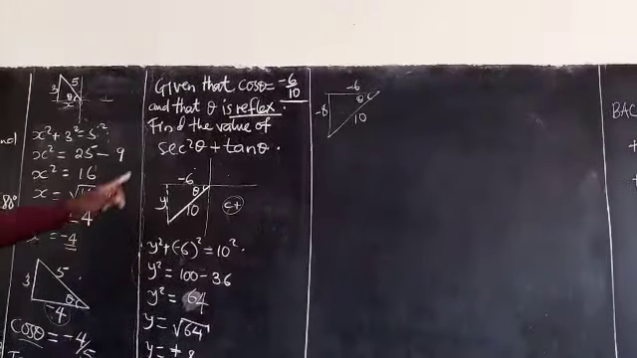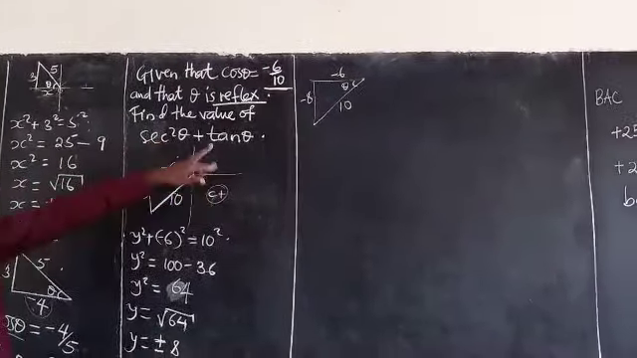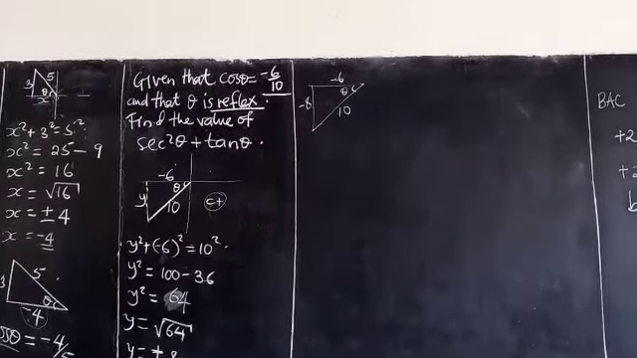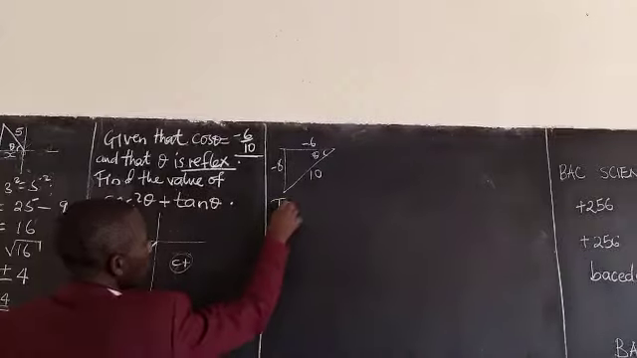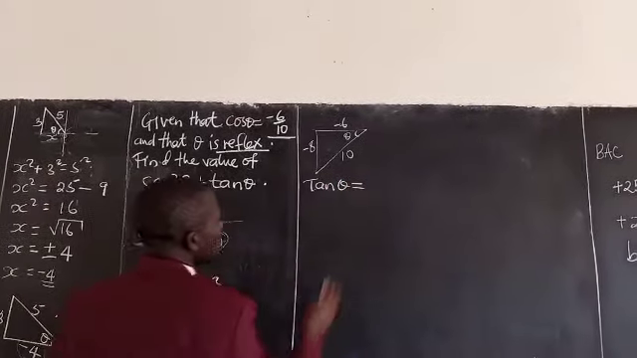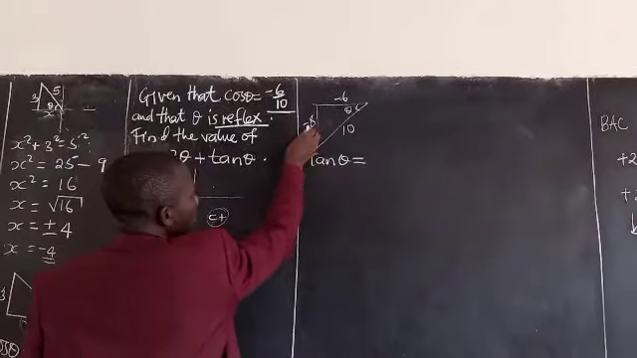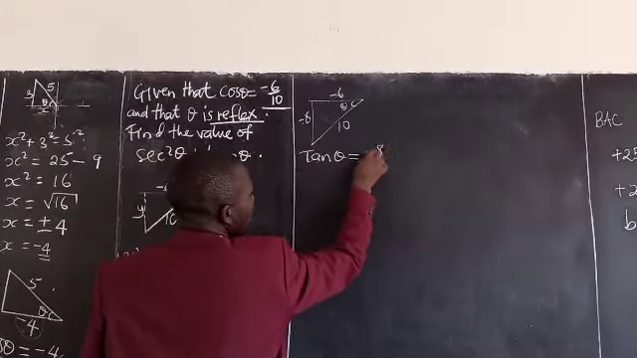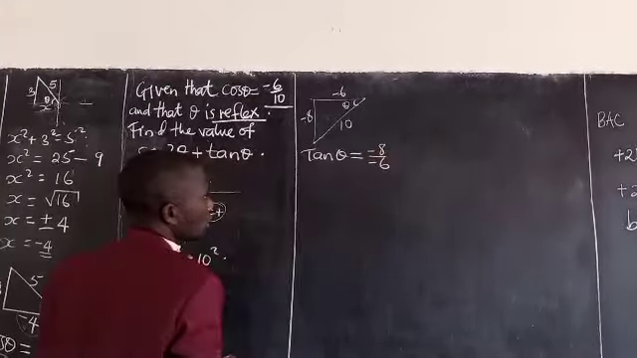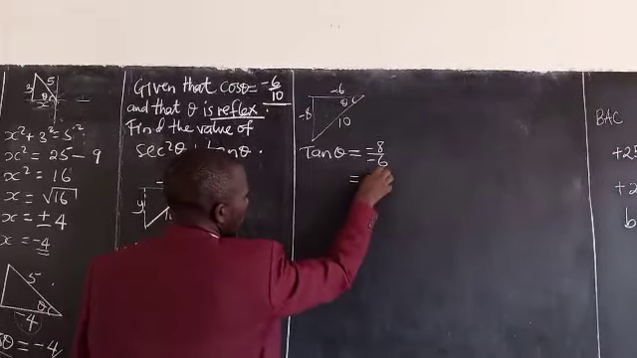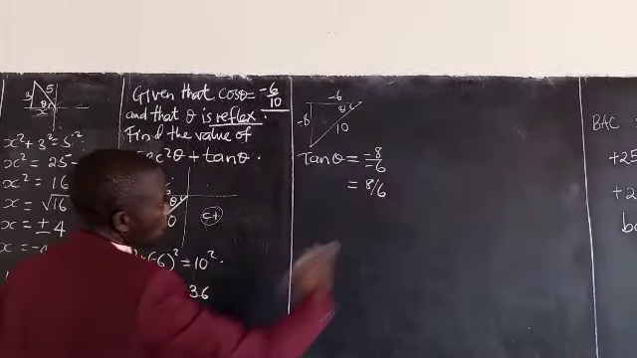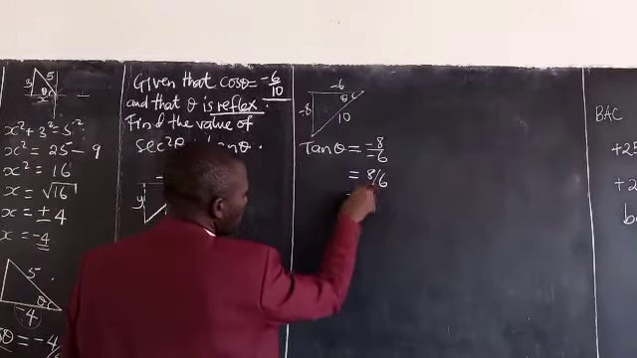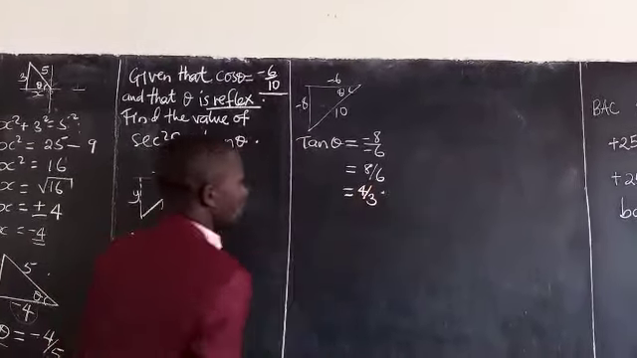What are we required to find? Sec squared theta plus tan theta. I think we can first get tan theta, then we move on. So what is tan theta? It is opposite over adjacent: minus 8 over minus 6. And this gives us 8 out of 6. You can reduce it and it becomes 4 out of 3.